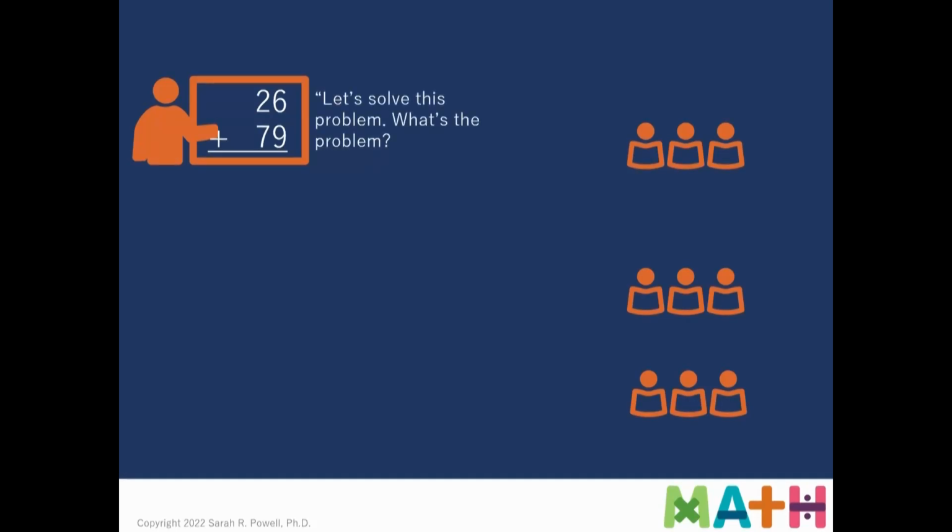So let's see what this teacher does here. First thing the teacher says is, hey, we're going to solve a problem together. What's the problem? And notice immediately the students are now dialoguing with the teacher about this problem. So they're just repeating, oh, this problem is 26 plus 79. And then the teacher might say, well, to solve this problem, we have to first decide, what are we going to do? Are we going to add, subtract, multiply, or divide? And so the students have to look at this problem and they have to say, I'm going to add.